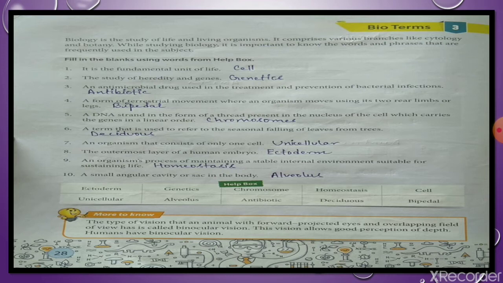Then, to know the type of vision that an animal with forward projected eyes and overlapping field of view has, it is called binocular vision. This vision allows good perception of depth, and humans also have binocular vision.